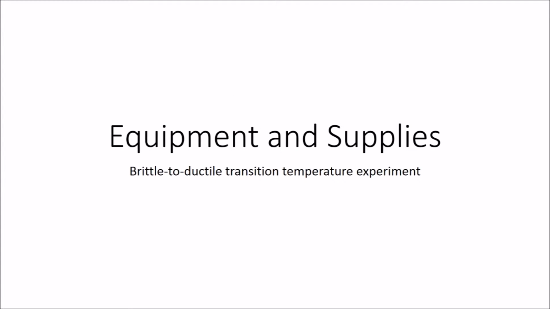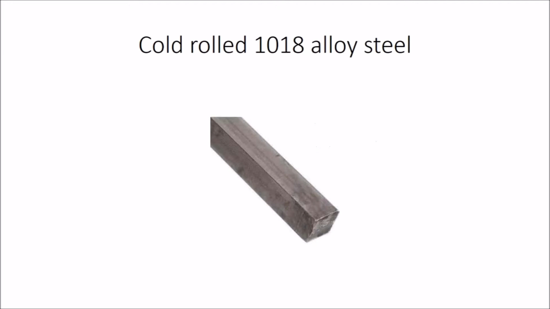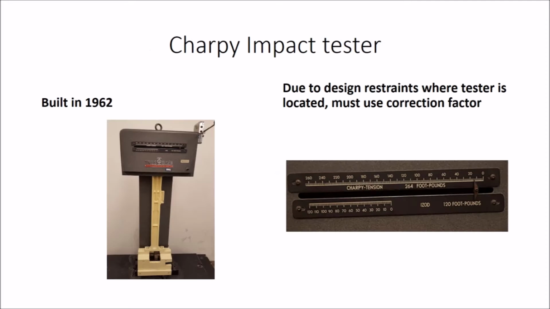For this brittle to ductile transition temperature experiment, the following equipment and supplies were used. The specimen used is a 1018 alloy steel, hot and cold rolled. All 7 samples were run through the same Charpy impact tester pictured below. Due to design restraints where the tester was located, a correction factor was needed after the readings were completed. We found that we had to correct each reading by subtracting 11 foot-pounds from the initial reading after the test was complete.